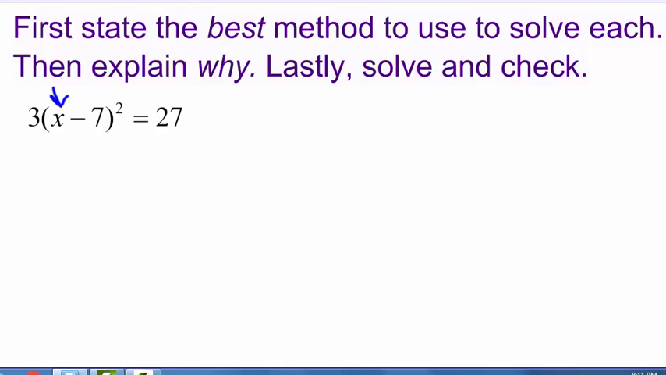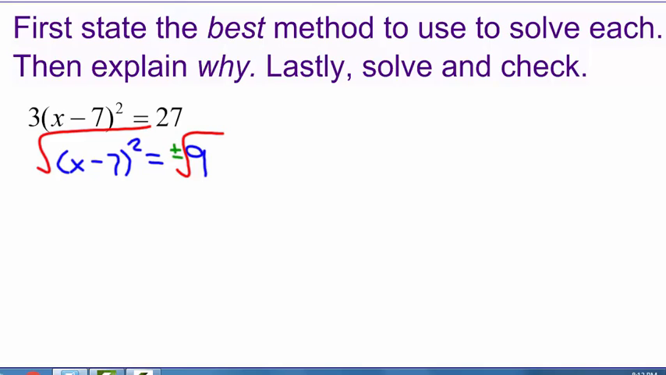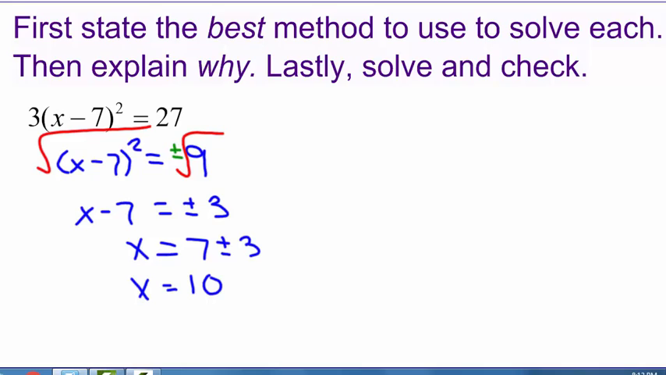Then I look, I have a single x. So when I have a single x, I can take the square root. I want to get everything away from the squared part first. I think of my reverse steps, right? So I divided by 3. To get rid of the squared, I take the square root, plus or minus. I get x minus 7 equals plus or minus 3. When I move the 7 over, I get 7 plus or minus 3, and now I have two solutions. One where 7 plus 3 is 10, and one where it's 7 minus 3, which is 4.